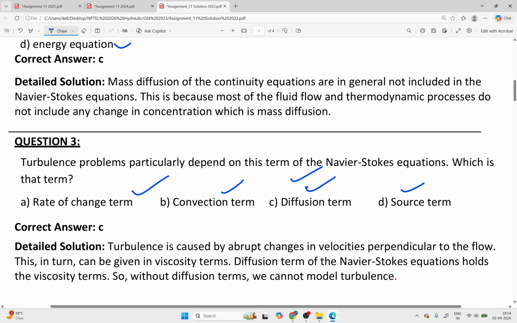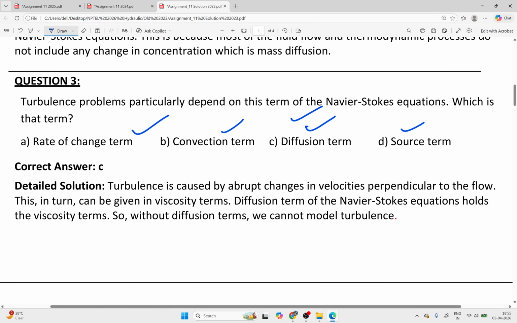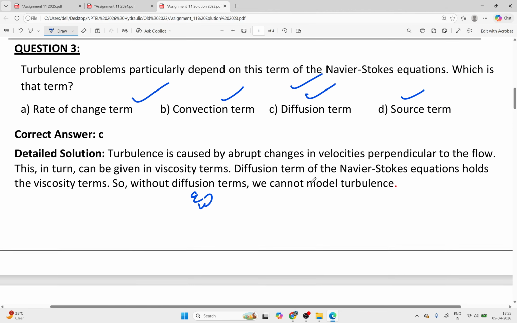The detail is that turbulence is caused by abrupt changes in velocities in the flow, and this is represented by the viscosity term. The diffusion term of the Navier-Stokes equation holds the viscosity term. So without the diffusion term, we cannot model turbulence. You have to have the diffusion term, which relates to epsilon and omega.